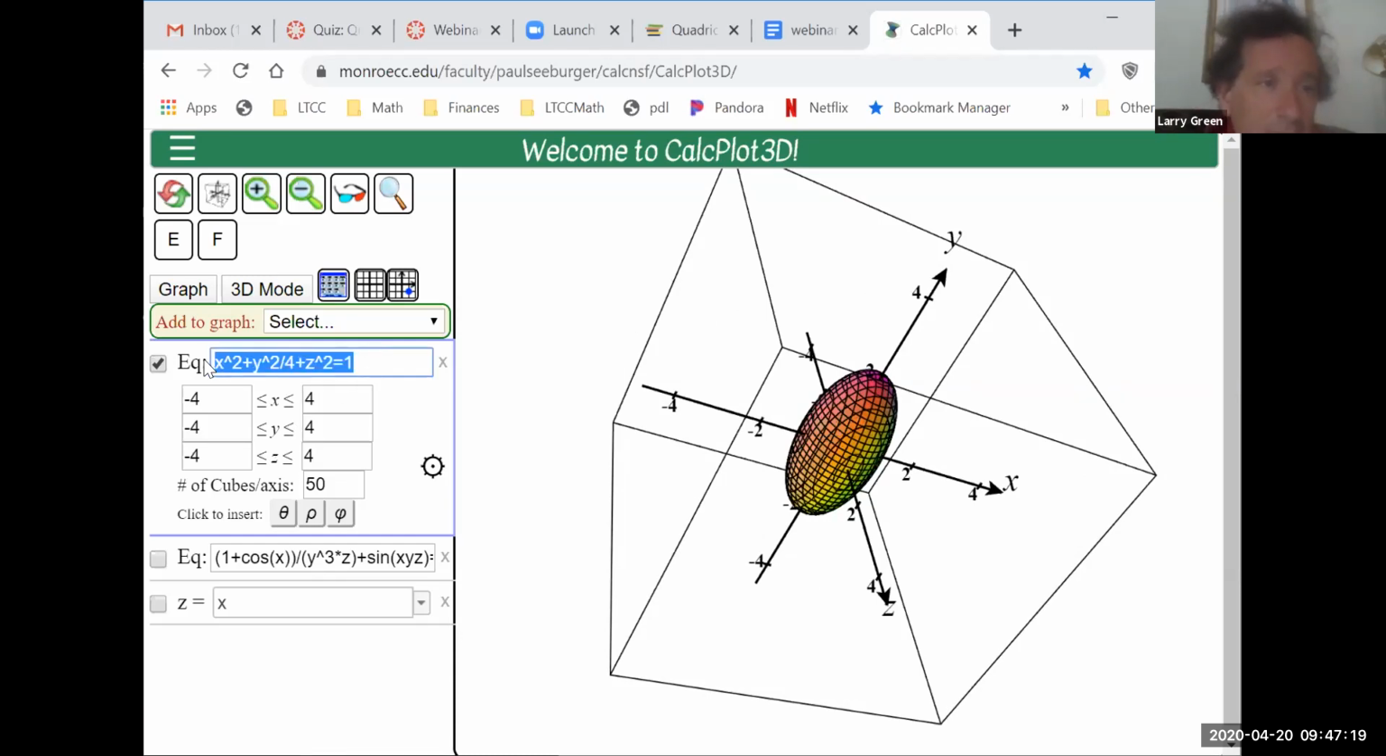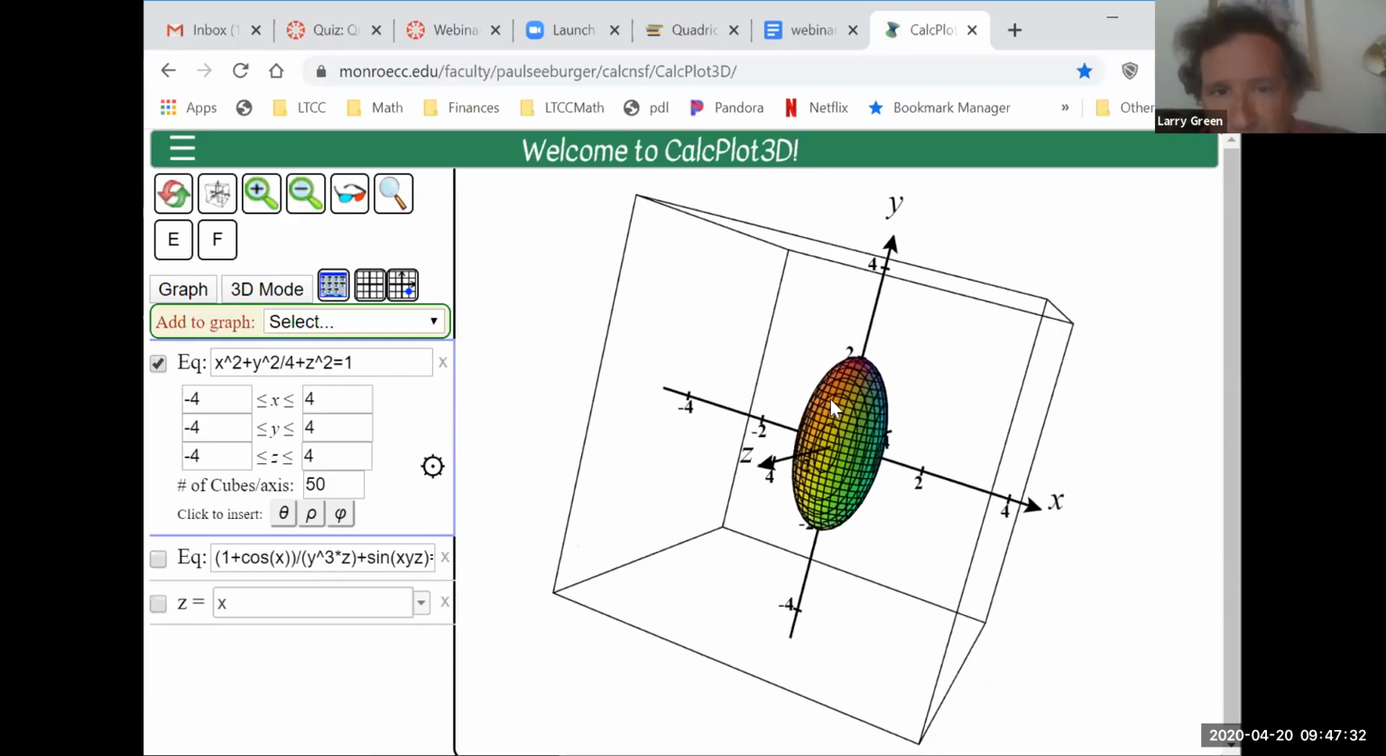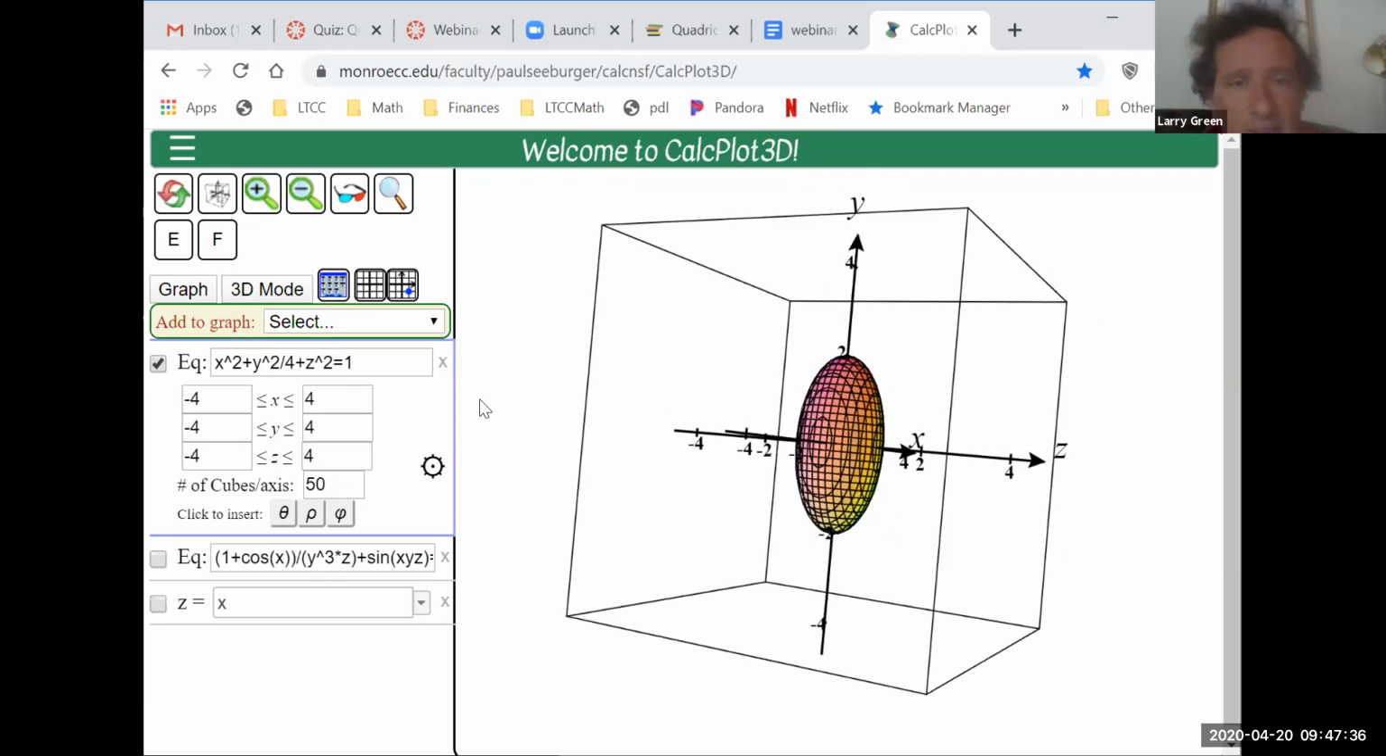But we can also look at the equation. And what we want to do is ask, what are the traces for this particular surface? The idea is that if we look at the trace in the XY plane, you're taking the z and setting it equal to 0 and seeing what you have left as a two-dimensional surface. If you do that, you get x squared plus y squared over 4 equals 1.